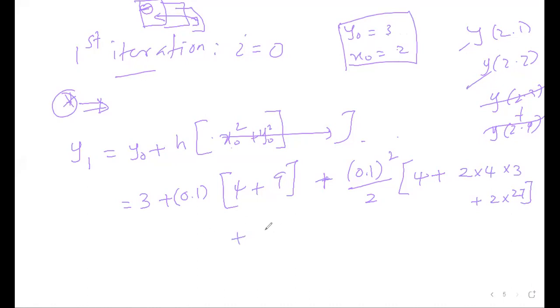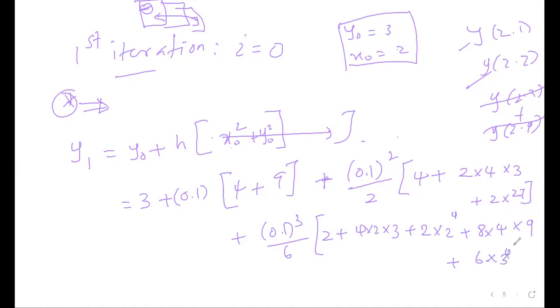Also, our fourth term will be h to the power cube over 6. Again, 2 plus 4x naught y naught, so 4 times 2 times 3. Again, 2x naught to the power 4, so 2 to the power 4. Again, 8x naught square y naught square: 8 times x naught square will be 4, y naught square will be 9. Plus, what else? 6 y naught to the power 4, so 3 to the power 4.